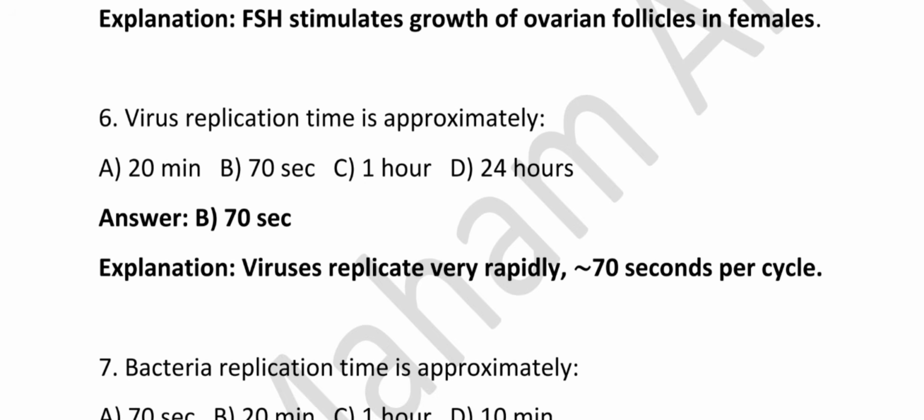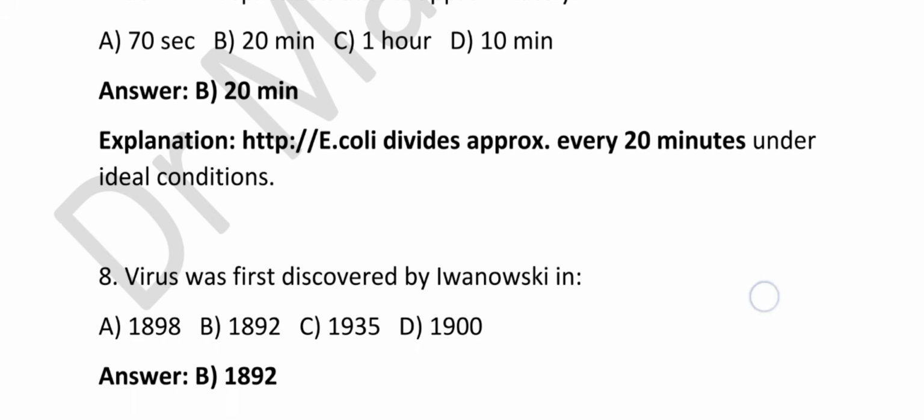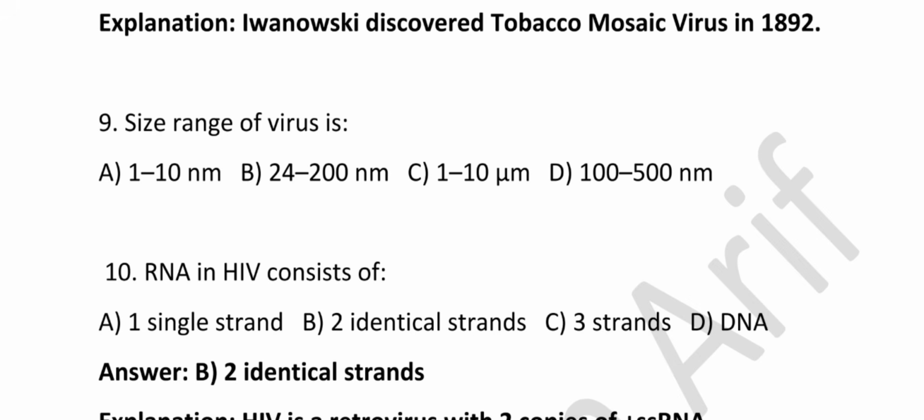Virus replication time is approximately, correct answer is option B, that is 70 seconds. Bacteria replication time is approximately, that is option B, 20 minutes. Virus was first discovered by Ivanovsky in, correct answer is option B, that is 1892. Size range of viruses, correct answer is option B, that is 24 to 200 nanometers.